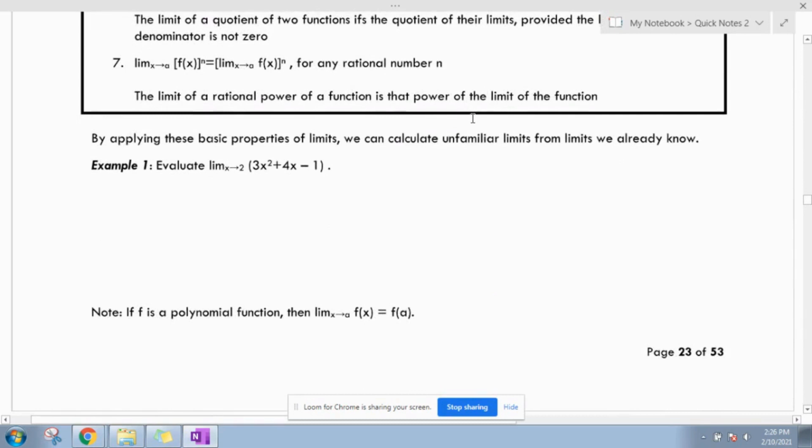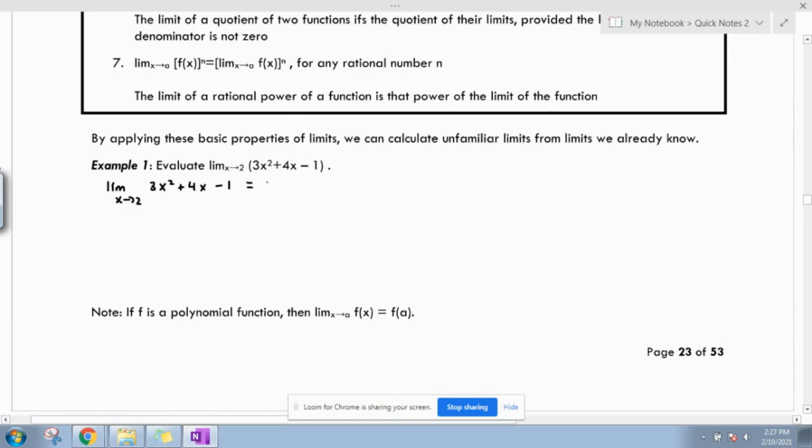Let's take a look at example 1. It says the limit as x approaches 2 of 3x squared plus 4x minus 1. In order to evaluate this limit, I'm going to break it apart using the limit laws, or the properties of limits. I'm going to start by rewriting the question: the limit as x approaches 2 of 3x squared plus 4x minus 1. I'm going to break it off.